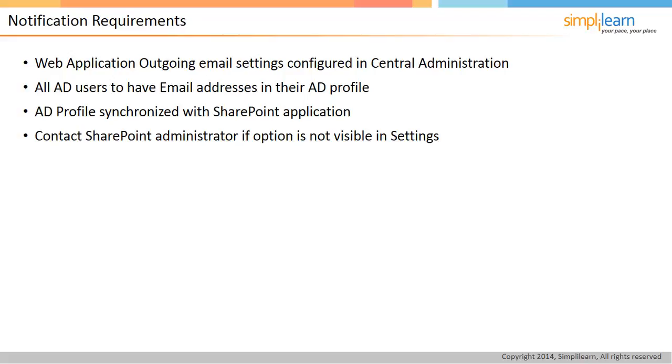The final requirement is that these profiles in Active Directory are to be synchronized with SharePoint in the back end. This is how SharePoint comes to know which user in AD has what email address. It is then able to compose an email and send it to the user's specified email address via the outgoing server. If any of these settings are not done correctly, you'll be unable to see the option to Send Email when ownership is assigned in the Advanced Settings screen.